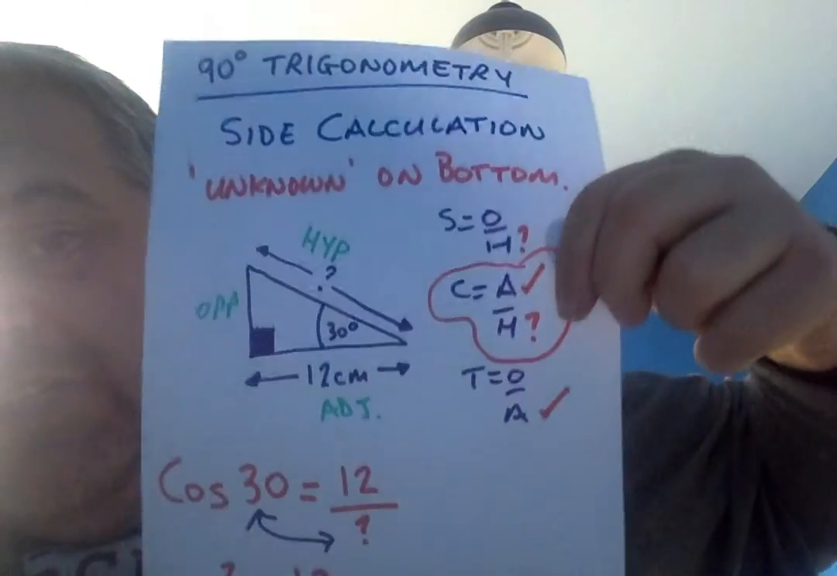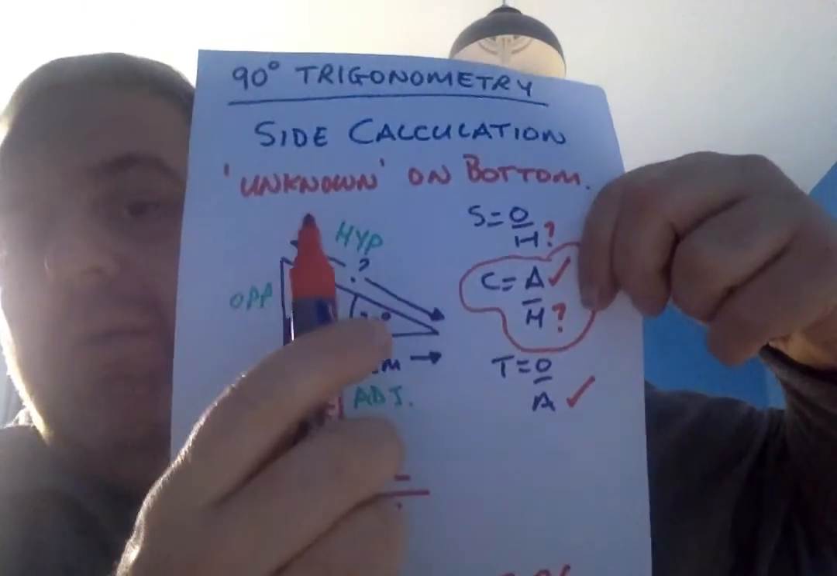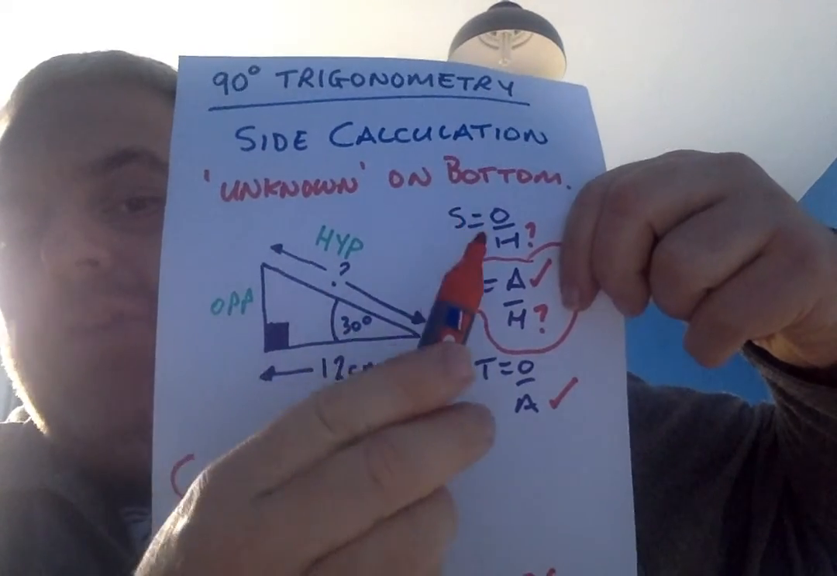Again, that's 90-degree trig side calculations with your unknown value on the bottom of your trigonometric ratio. Hope that helps you.